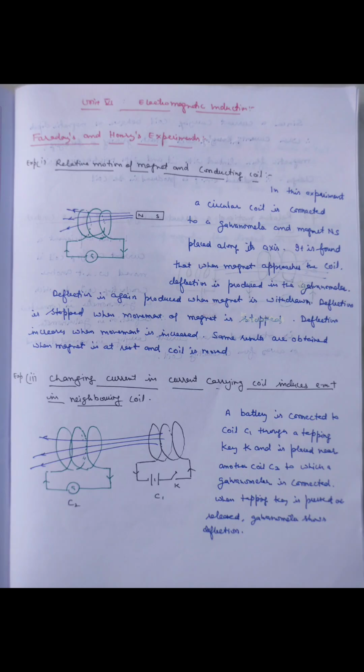In electromagnetic induction, we first of all study Faraday's and Henry's experiment. When a magnet is moved near a coil connected with the galvanometer, deflection is found in the galvanometer. Deflection stops when movement of magnet is stopped. Deflection is increased when movement of magnet is increased.